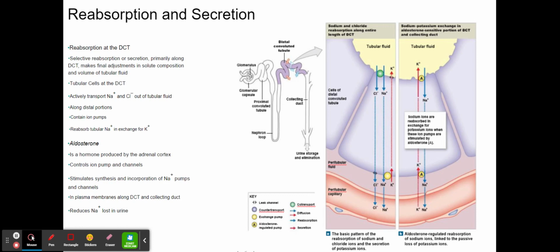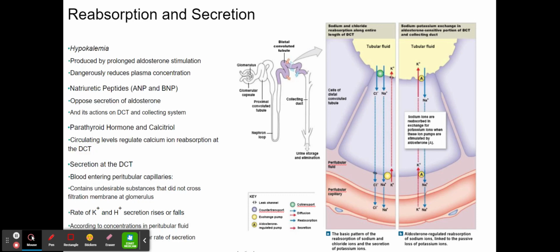Throughout most of the DCT, the tubular cells actively transport sodium and chloride out of the tubular fluid. Tubular cells along the distal portions of the DCT also contain ion pumps that reabsorb tubular sodium in exchange for another cation, usually potassium. The hormone aldosterone, produced by the adrenal cortex, controls the sodium channels and the ion pump. This hormone stimulates the synthesis and incorporation of sodium channels and sodium ion pumps in the plasma membranes along the DCT and collecting duct. The net result is a reduction in the number of sodium ions that are lost in urine. However, sodium ion conservation is associated with potassium ion loss.